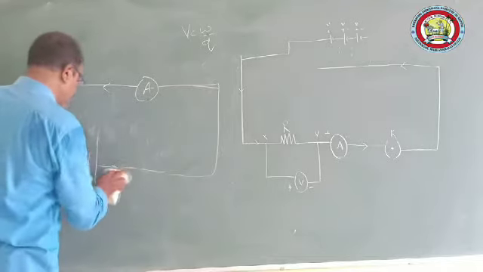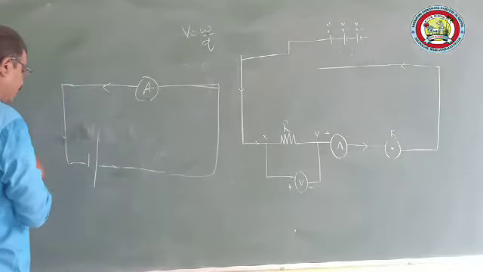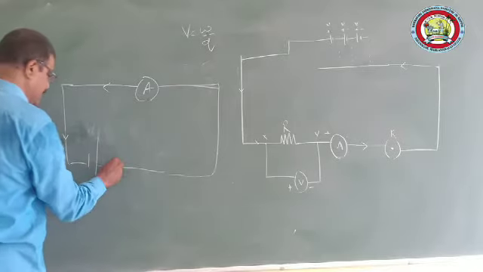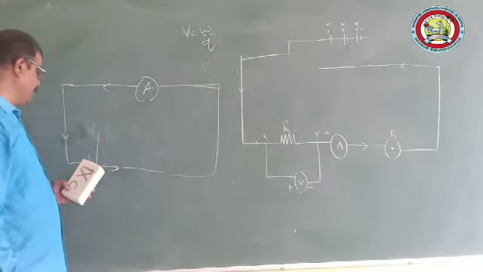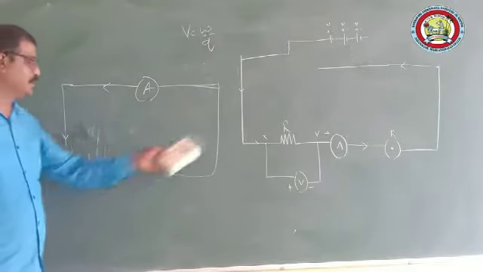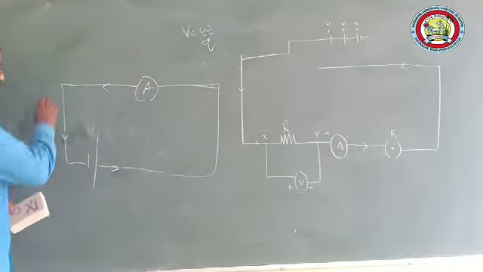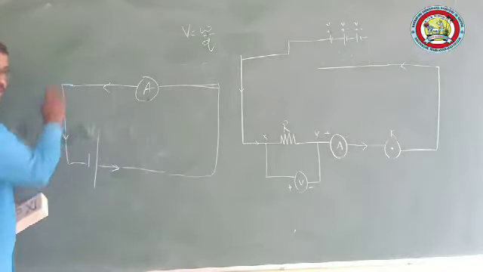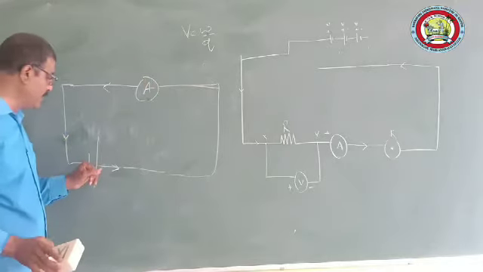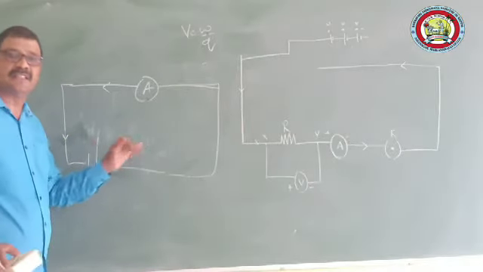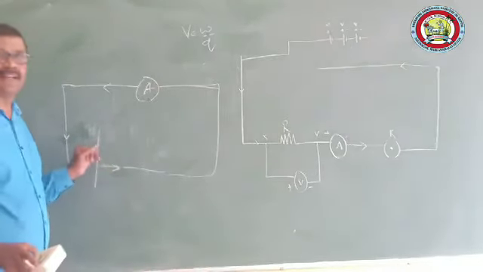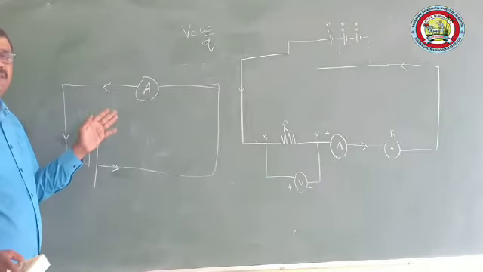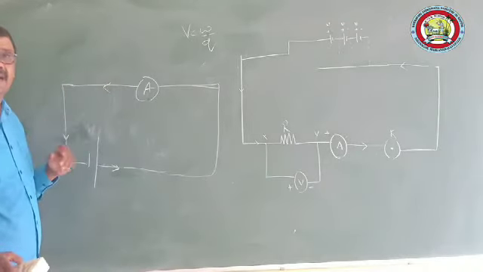So the direction of positive charges is taken as the direction of current. Actually, electrons will flow in this direction, but we are showing the opposite direction as the direction of current. So the ammeter is a device which measures the electric current.